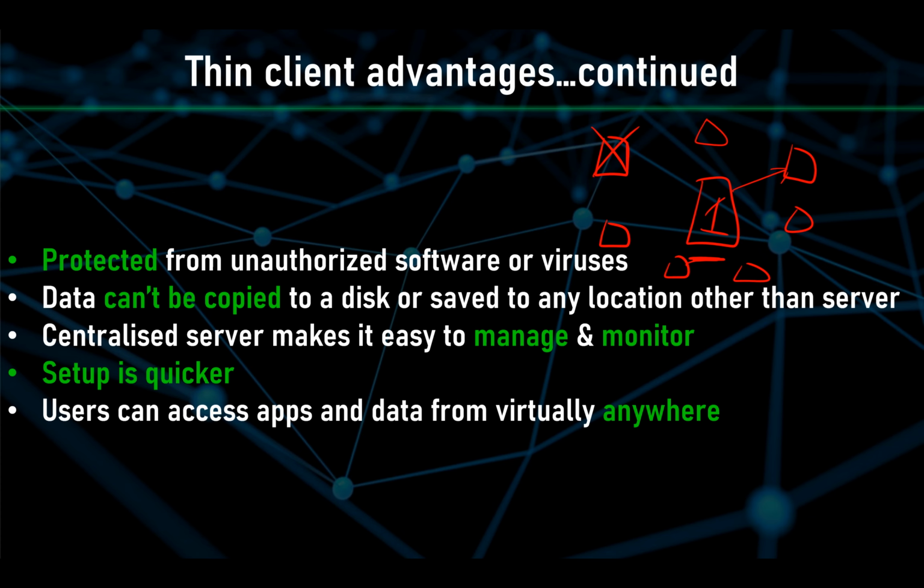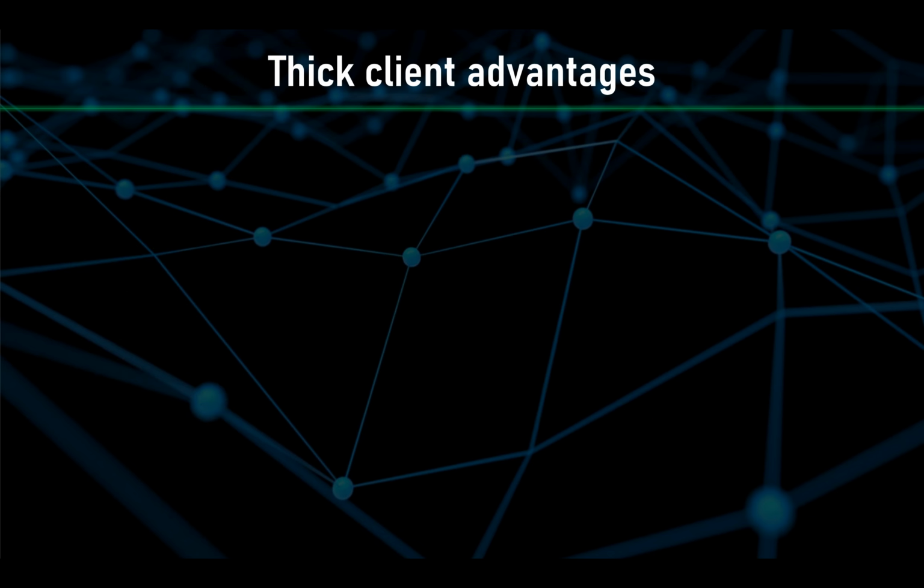Another advantage actually, and this is a big advantage, users can access the apps and data from virtually anywhere. Because if you remember the WAN diagram, if they're connected via a VPN, then of course they can just log into the company network. Even if they're at home, in theory they would still be able to access this, if a VPN is set up, if this is enabled.